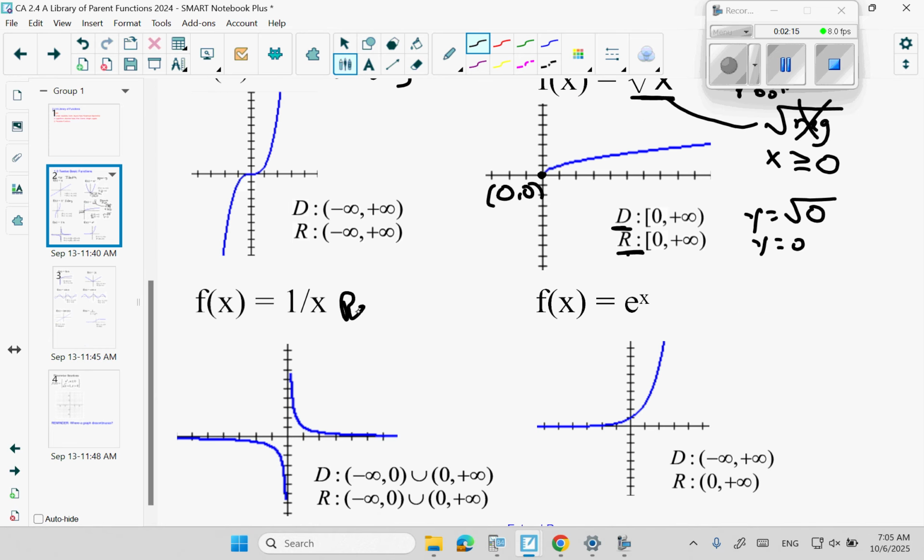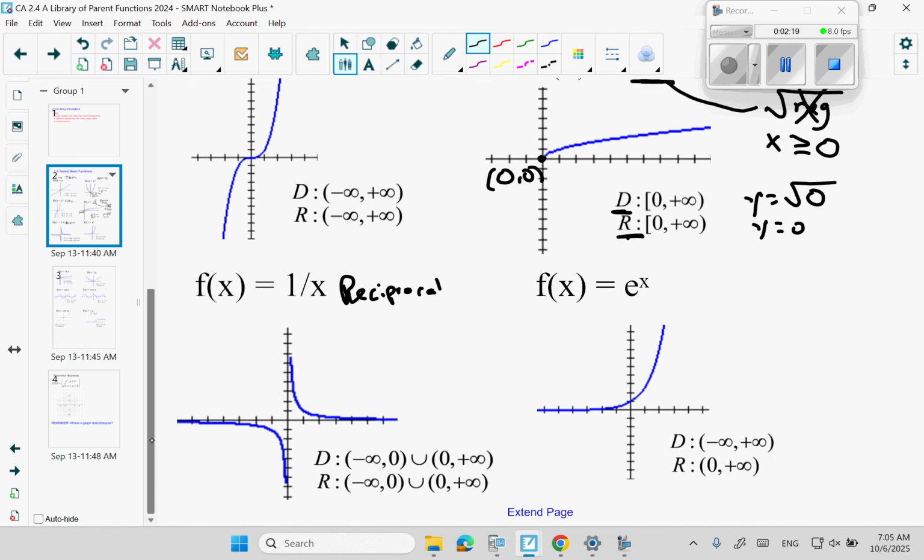Here we have what's called the reciprocal function. The reciprocal function is just 1 over x, like a reciprocal of the identity. And of course, we all agree that x cannot equal 0 because it's in the denominator. So we get x equals 0 as a vertical asymptote. I can never get there. Also, interestingly enough, we also get a y equals 0 asymptote.